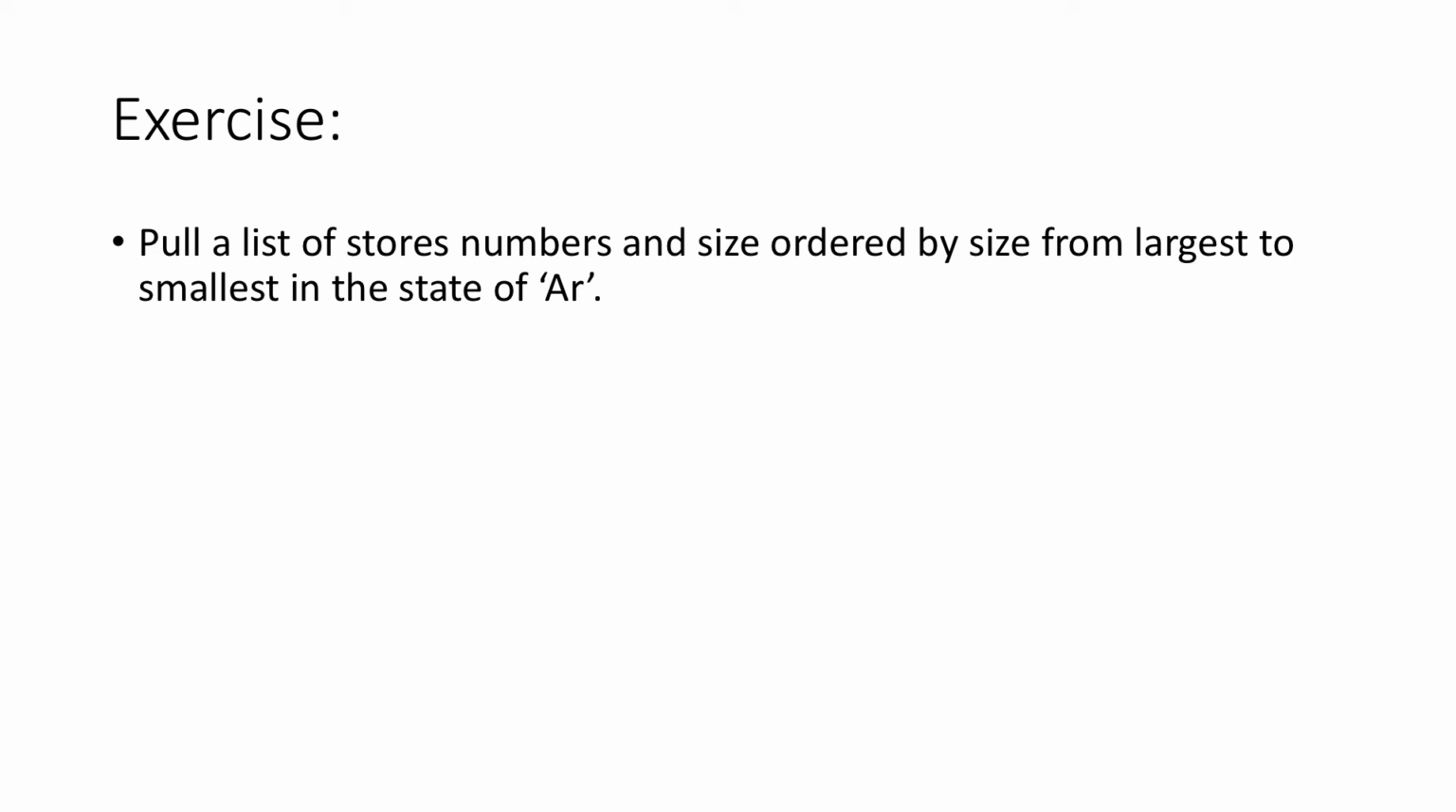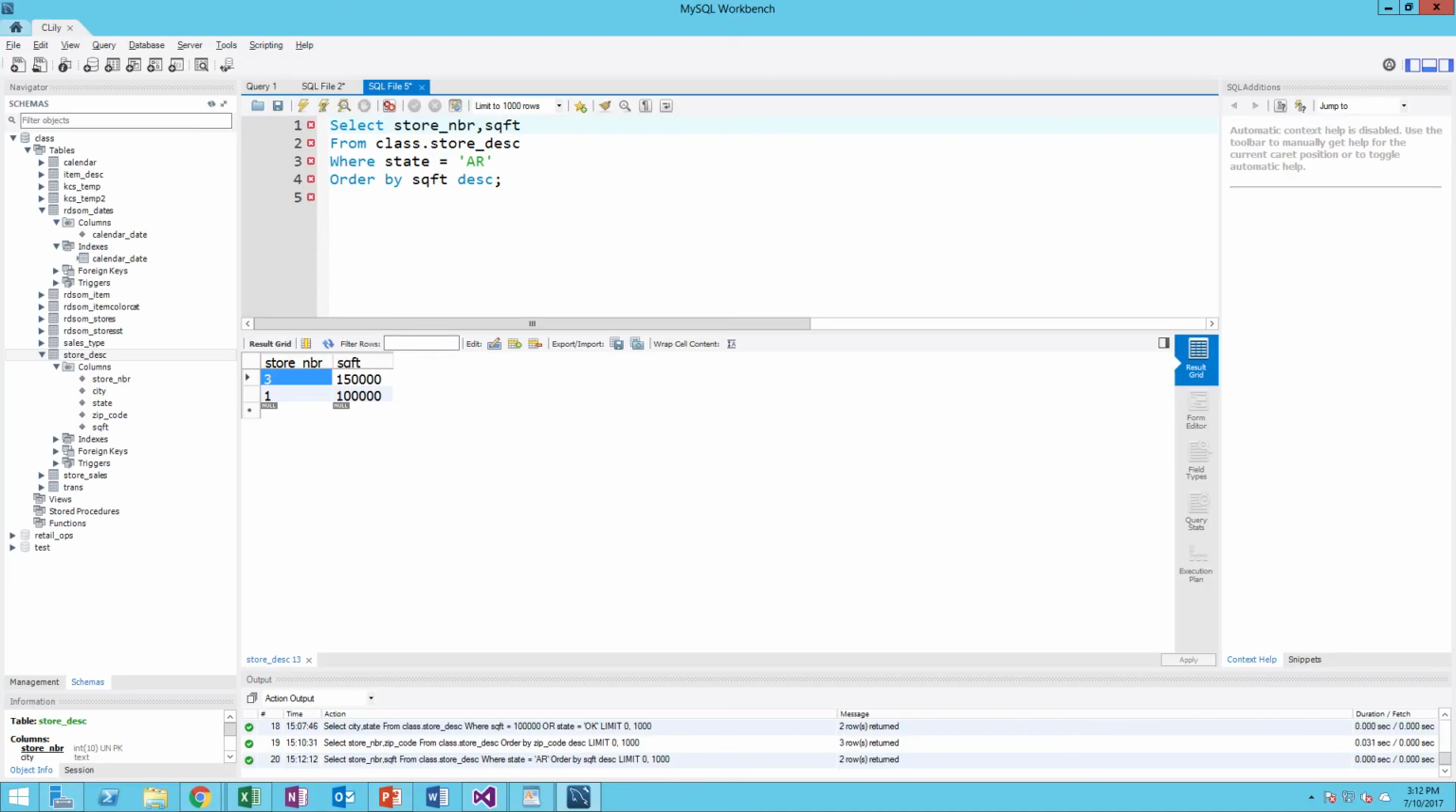So now we're going to combine. We're going to put a list of stores and store numbers and the size. So now we want store number and the size, ordered by size from largest to smallest in the state of Arkansas. So now we're going to have order by, and we're going to have another filter. This is just for repetition. Select store number, square feet from this table, where state equals Arkansas, and order by square feet descending.